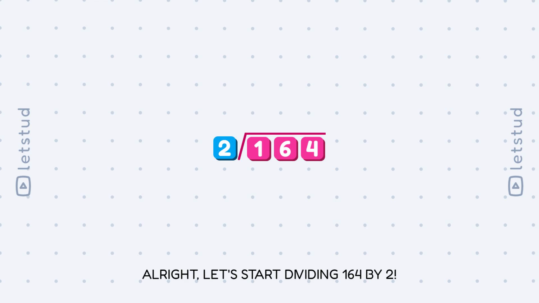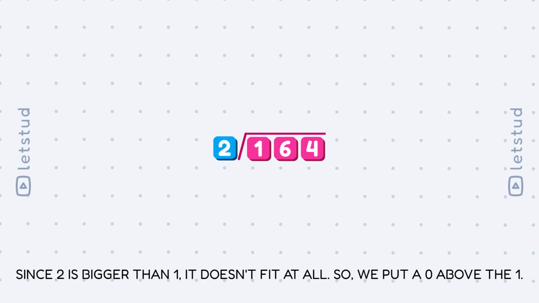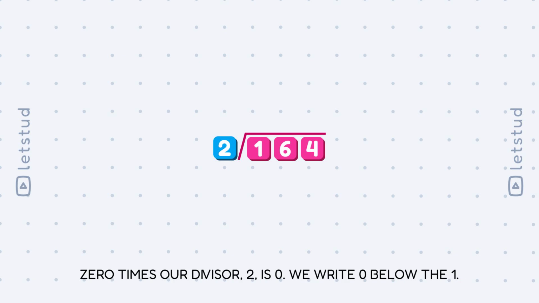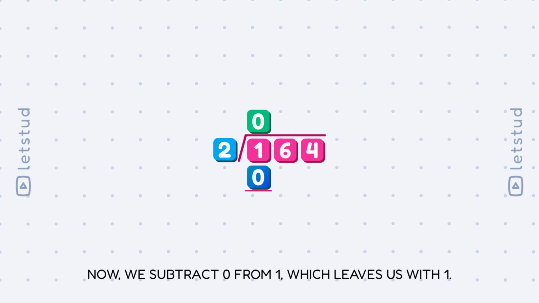Alright, let's start dividing 164 by 2. We look at the first digit of 164, which is 1. We need to see how many times 2 fits into 1. Since 2 is bigger than 1, it doesn't fit at all, so we put a 0 above the 1. 0 times our divisor 2 is 0. We write 0 below the 1. Now we subtract 0 from 1, which leaves us with 1.